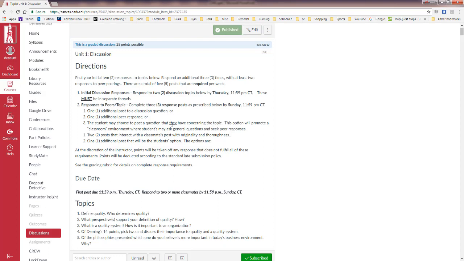Anytime that you see an opportunity to post in there, just make sure you've got at least 2 discussion topic questions and 2 peer responses. Okay, and then you have the 3rd option, which is basically up to you. So that'd be 5 total for the week, and that's how the grades are distributed.